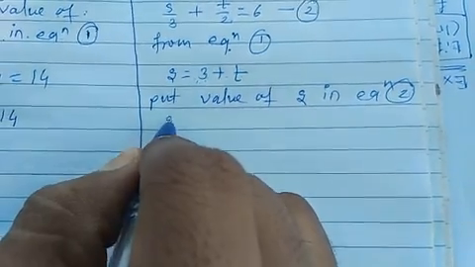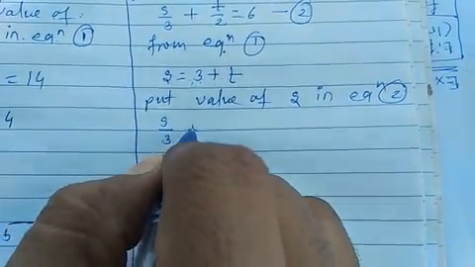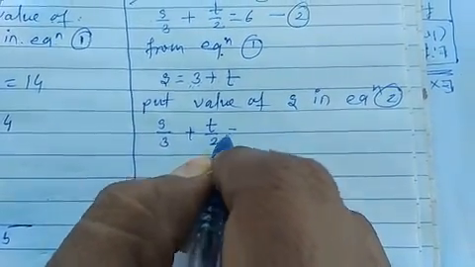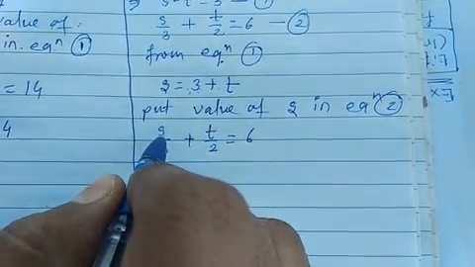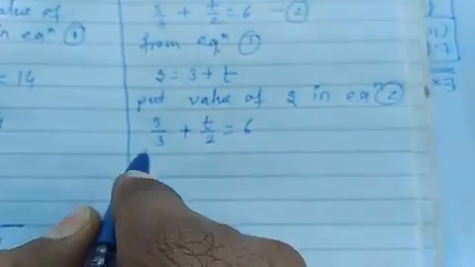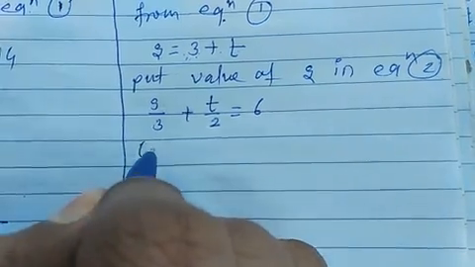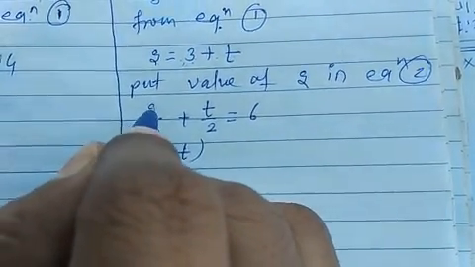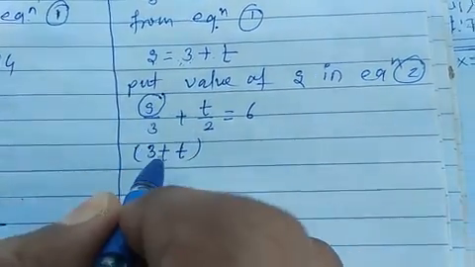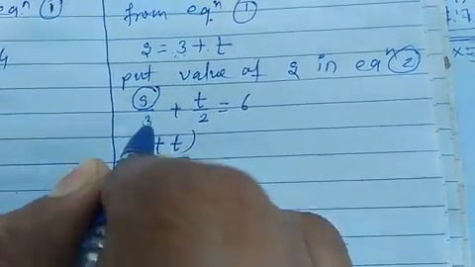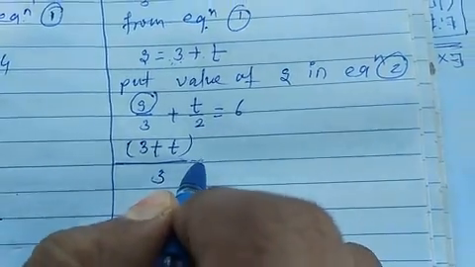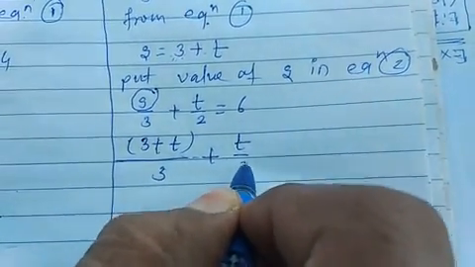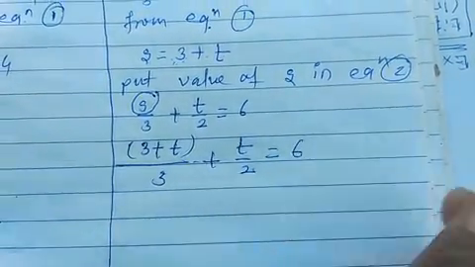Equation number two I will write as it is: S upon 3 plus T upon 2 is equal to 6. So what is the value of S? S value is 3 plus T. I will write it in a bracket because two terms are there: 3 plus T. This is nothing but the value of S. We have replaced the value of S with this bracket, upon 3, plus T upon 2, and right hand side 6 is there.